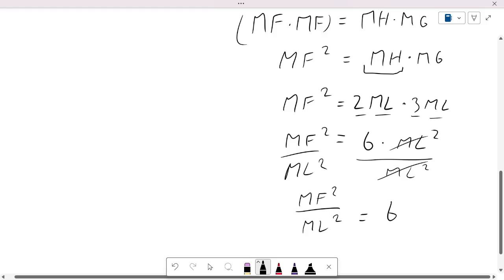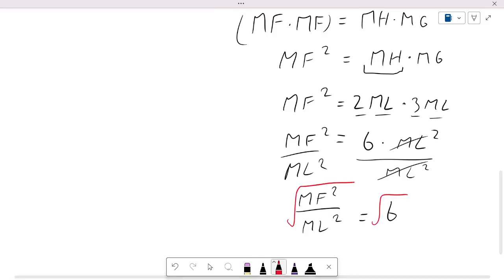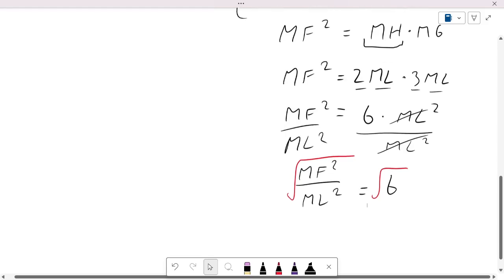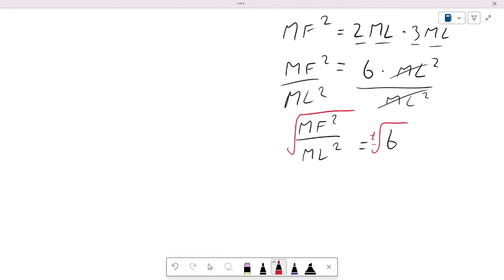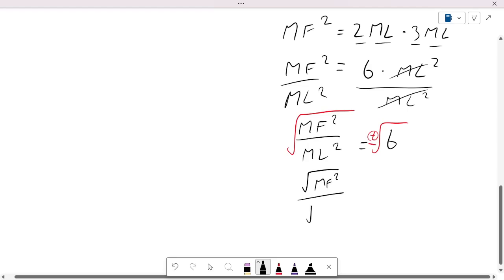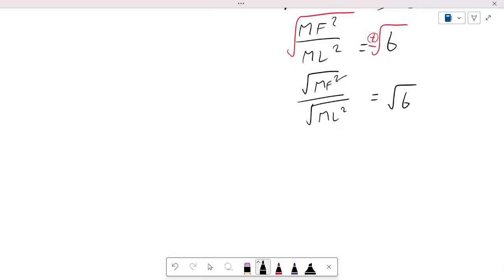is equal to 6. And if we root both sides, it will actually look like plus or minus, but we're going to choose the plus because it's a side. It's going to be root MF squared, because remember your properties, all over root ML squared, is equal to positive root 6. Therefore these roots cancel, and we have MF over ML is equal to root 6.